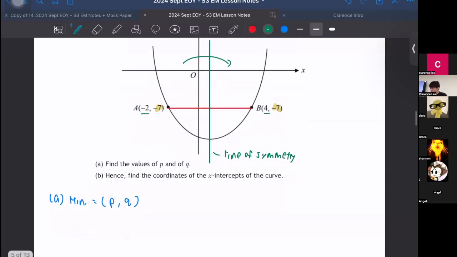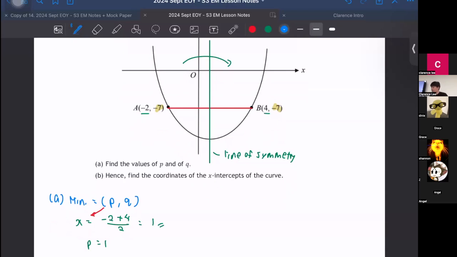So therefore, you want to find the x coordinate of your minimum point. It will just be -2 plus 4 divided by 2 to give me 1. So this is for x. Which means it will be for p, because p is the x coordinate of my turning point. So therefore, p is 1.